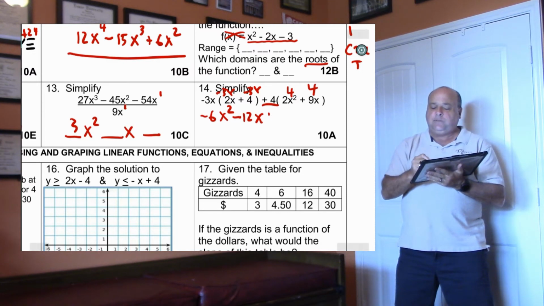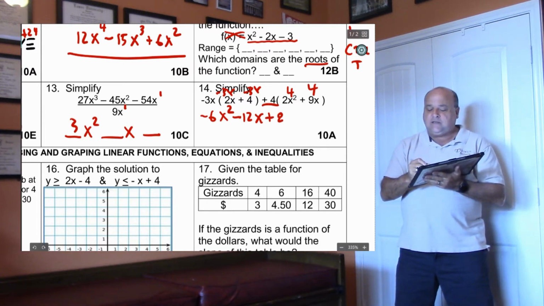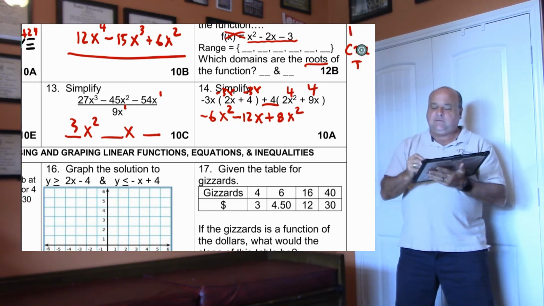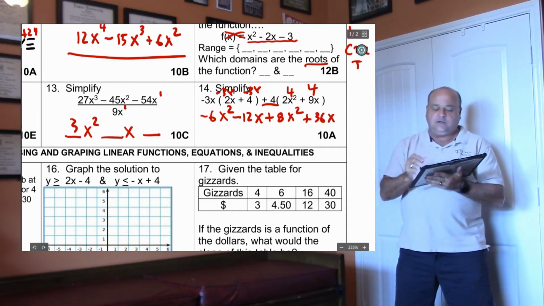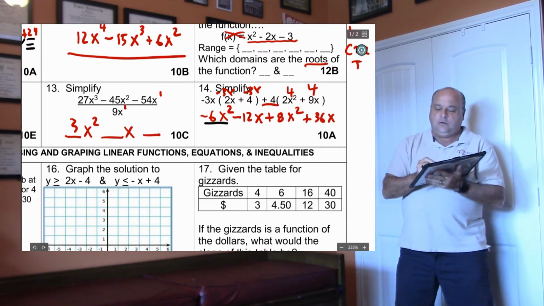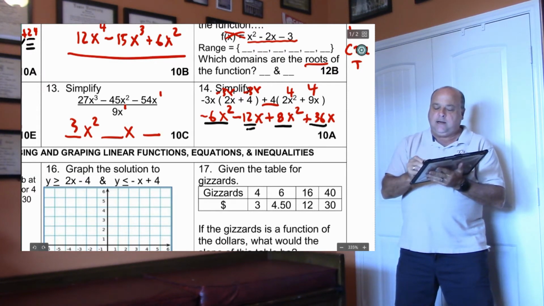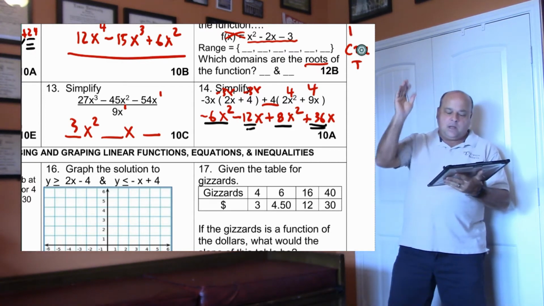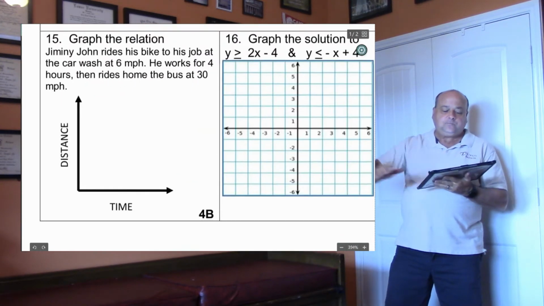Continuing on. A positive times a positive is a positive. You need to put down that plus notation. 4 times 2 is 8. My letter is x. My exponent's 2. And then a positive times a positive is a positive. 4 times 9 is 36. My letter's x. And I'm going to single underline the x squares, double underline the x's. I'm going to group my x squares and my x's up.